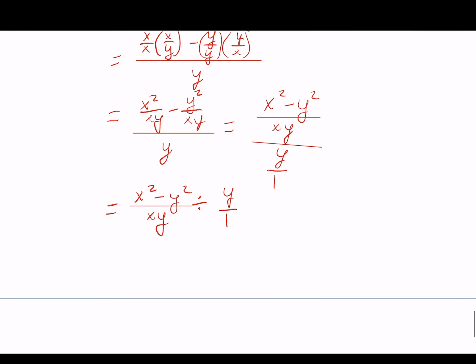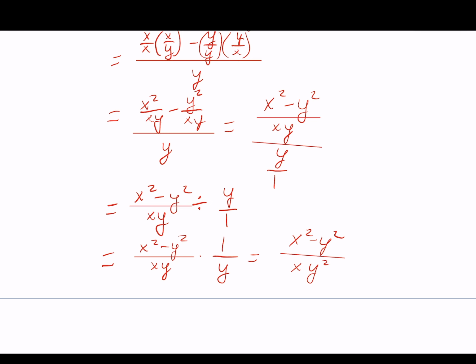Well, if we're dividing, we need to then rewrite as multiplication. So we flip the second expression to get x squared minus y squared over xy times 1 over y. Okay? So then we can multiply numerators and denominators, and we get x squared minus y squared. That's multiplying the numerators together. And then all over x times y, which is xy squared.